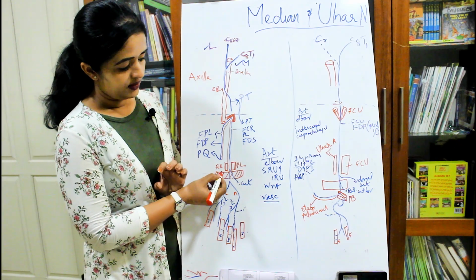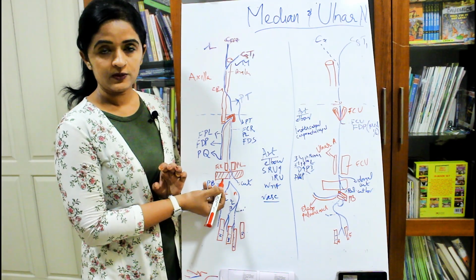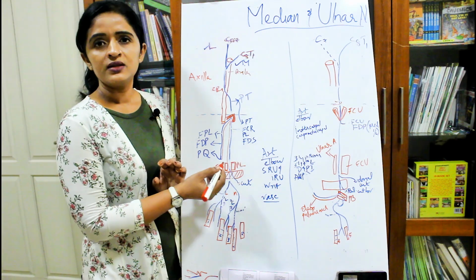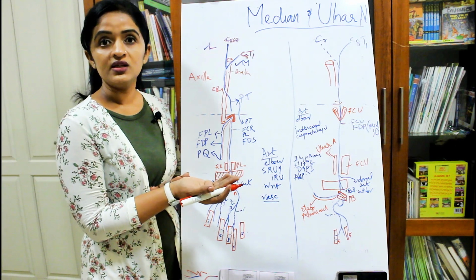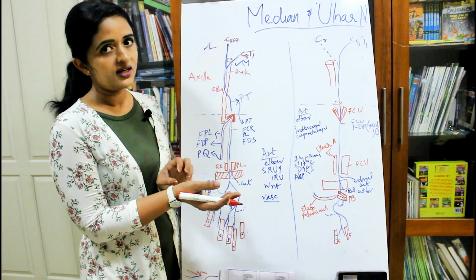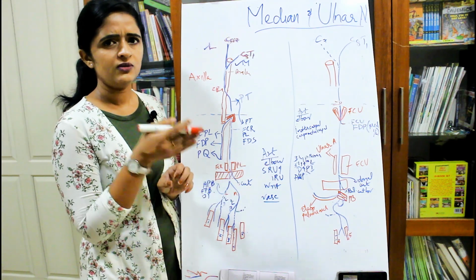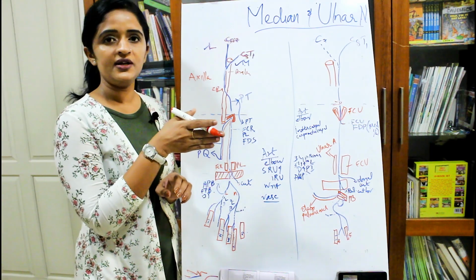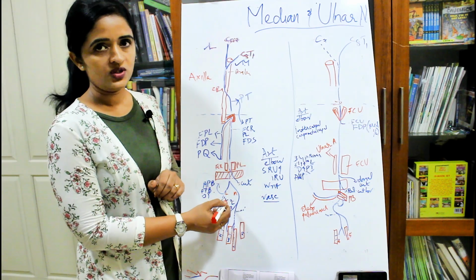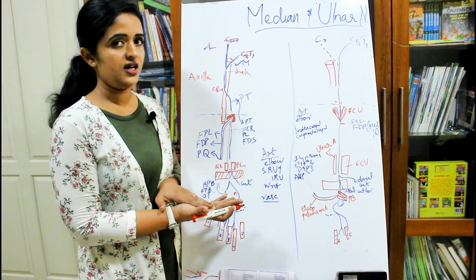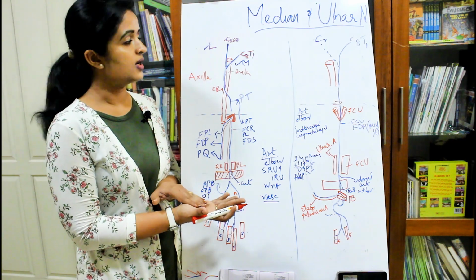Now it passes beneath the flexor retinaculum. So what is here? Flexor retinaculum is actually bridging the carpal bones. So there is a carpal tunnel beneath the flexor retinaculum. So the median nerve is actually passing through the carpal tunnel in order to enter into the hand to supply the muscles of the hand and the cutaneous innervation.